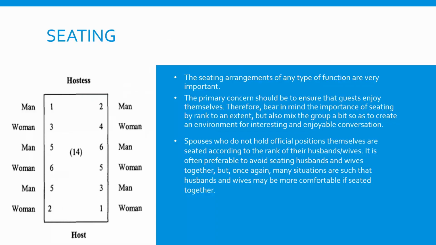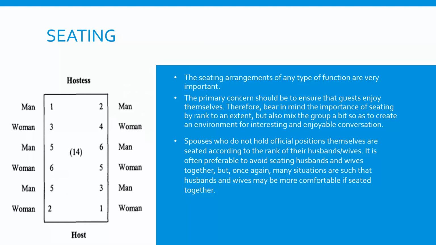Once you get to the event, they're going to be seated. So seating arrangements are very important. The primary concern is going to be that you have a seating arrangement that will be enjoyable for everyone. It is important to consider rank when setting up seating, but you also want to maybe mix up the group to create an environment that is interesting and enjoyable for everyone and allow them to have conversations.